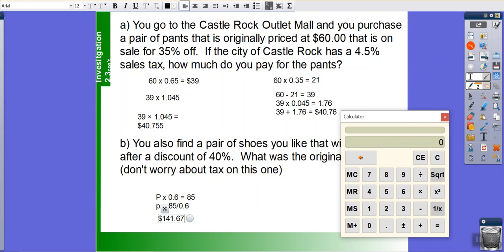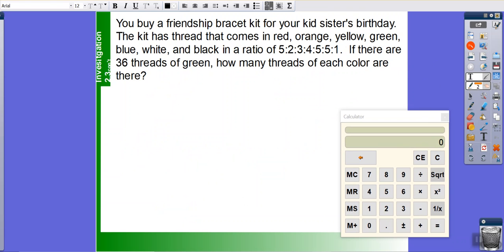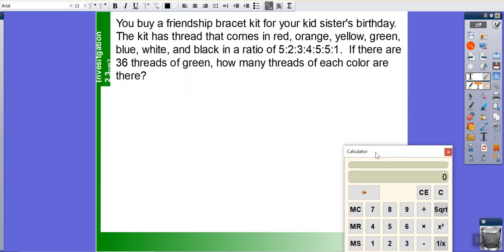All right, our last problem. You buy a friendship bracelet kit for your kid's sister's birthday. You are very nice. The kit has thread that comes in red, orange, yellow, green, blue, white, and black. Woohoo! In a ratio of 5 to 2 to 3 to 4 to 5 to 5 to 1. If there are 36 threads of green, how many threads of each color are there?